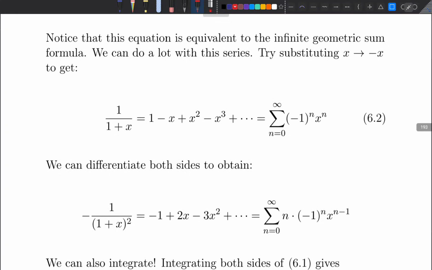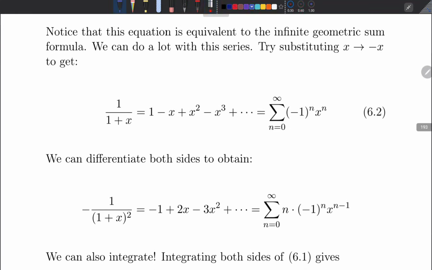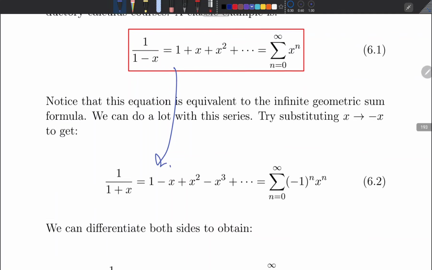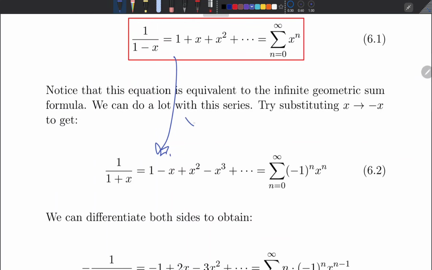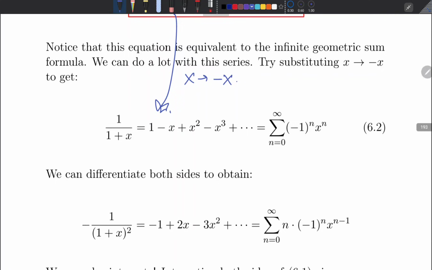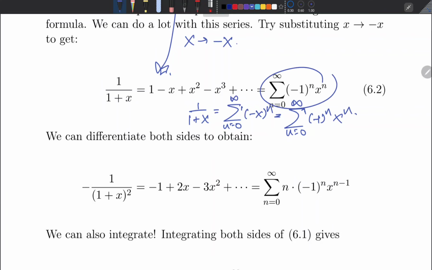And again, this part is when you just replace your x with minus x. So basically, 1 over 1 plus x is going to be this sum as n goes from 0 to infinity of minus x to the n, and minus x to the n can also be written as minus 1 to the n and x to the n. So that's what is written over there.